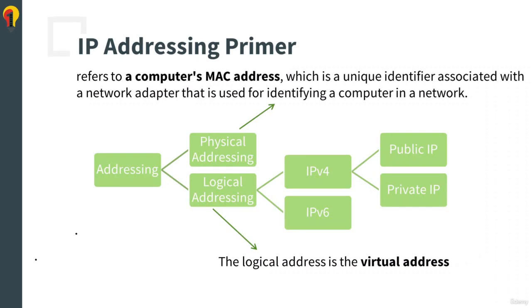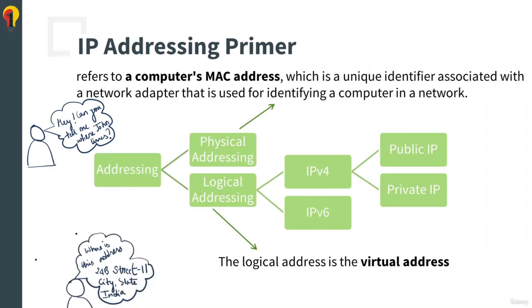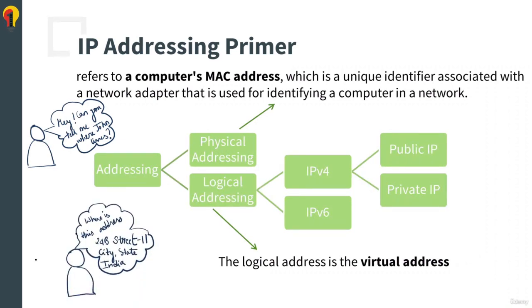Suppose I visit a city for the first time to meet my relative John. If I ask anyone around the city, hey, can you tell me where John lives? Only the people living in his area might reply to this question. But if I have John's address, anyone in the city can tell me where he lives. So, this is the basic difference between physical addressing and logical addressing.